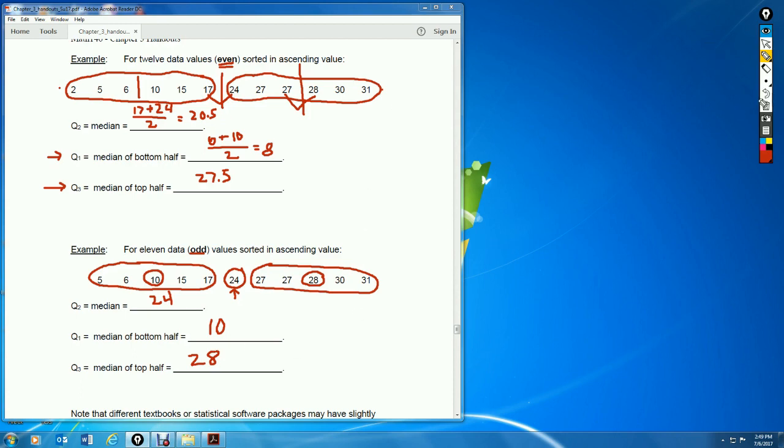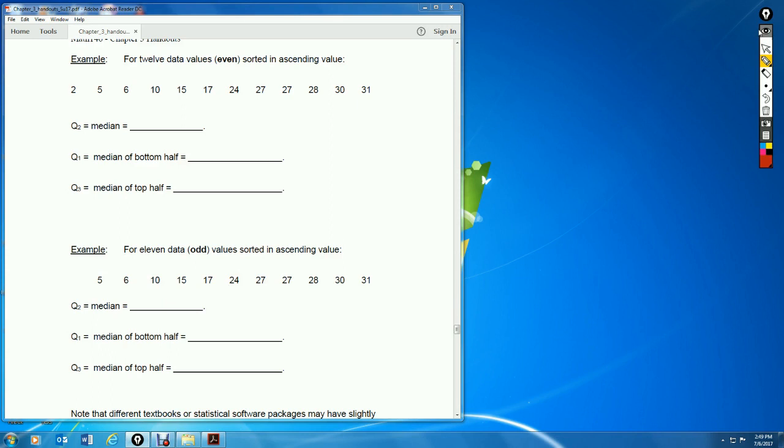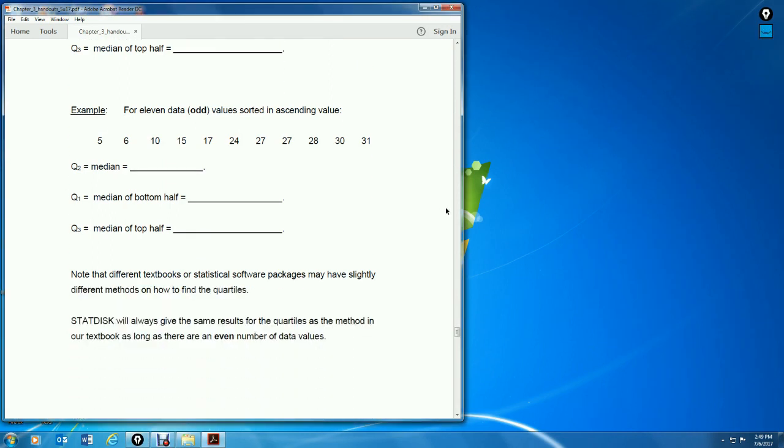All right, I'm going to erase. And just a couple comments down here: there is not just one way to find the quartiles, which is a little frustrating, but different textbooks and different software packages have slightly different methods of finding the quartiles. StatDisk, which you will be using, will always give the same results as long as you have an even number of data values.